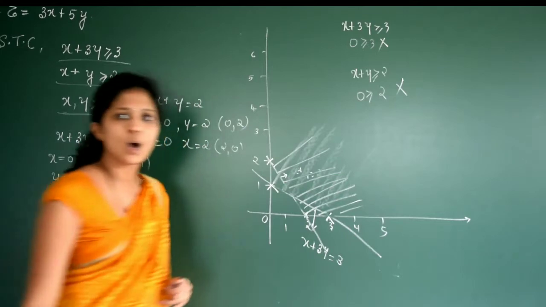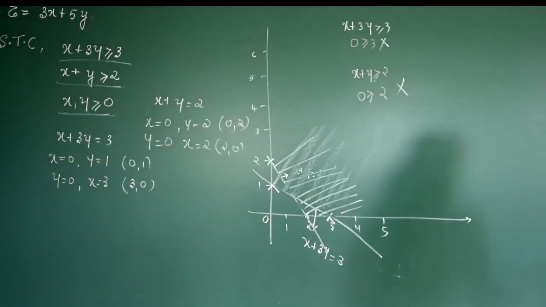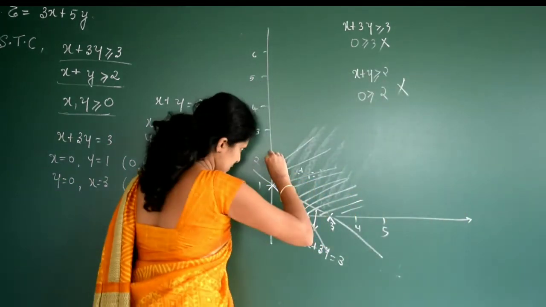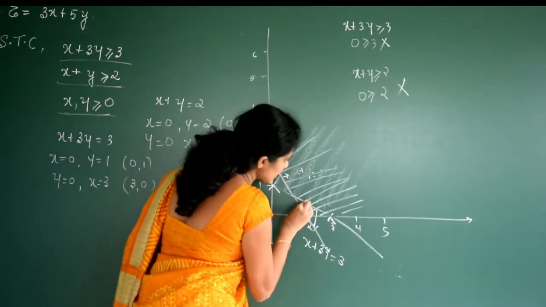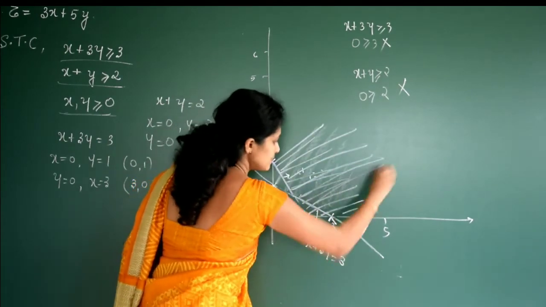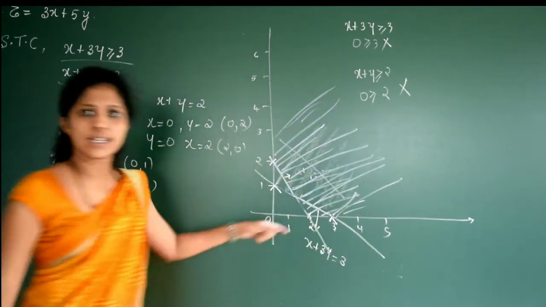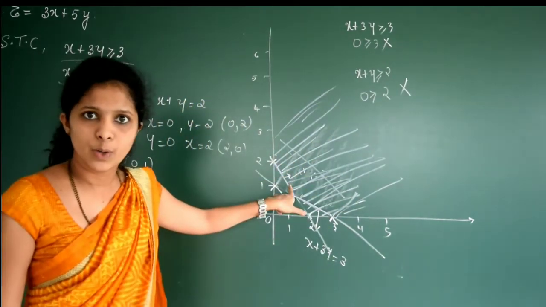Now, what is the common region here? What will be the common region? See, there we can see this one. So this will be the common region from here to here. Everything will be common here. Is it clear? So this is the common region. Now we can see this graph is unbounded, right?